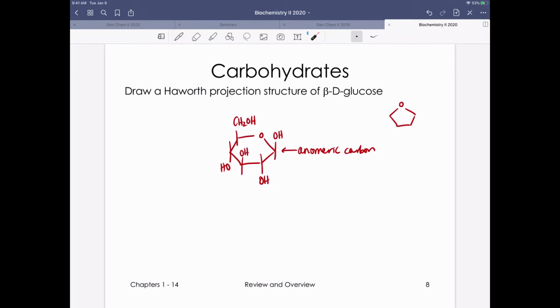Now again, this is beta-D glucose in a pyranose structure, so a 6-membered ring. Remember, there are some sugars that exist as a furanose ring or a 5-membered ring. So again, this carbon by formalism is going to be the anomeric, or the number 1 carbon. But beta-D glucose is what I want you to be able to draw.